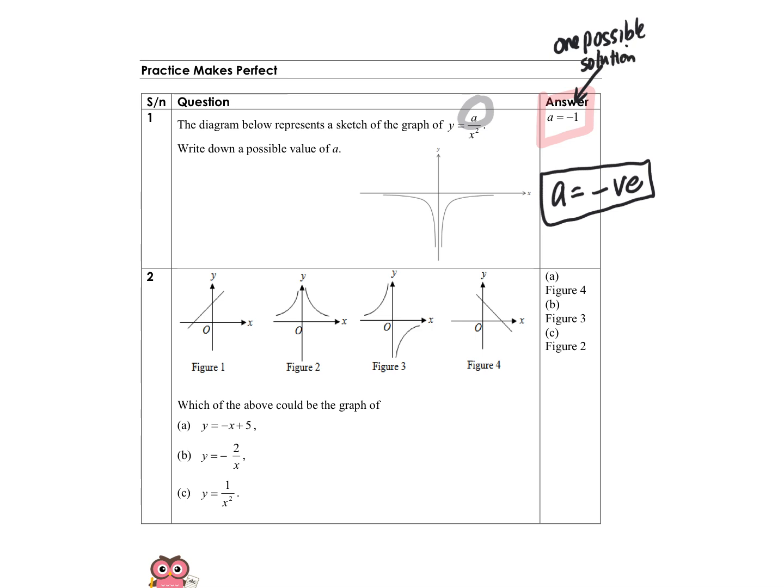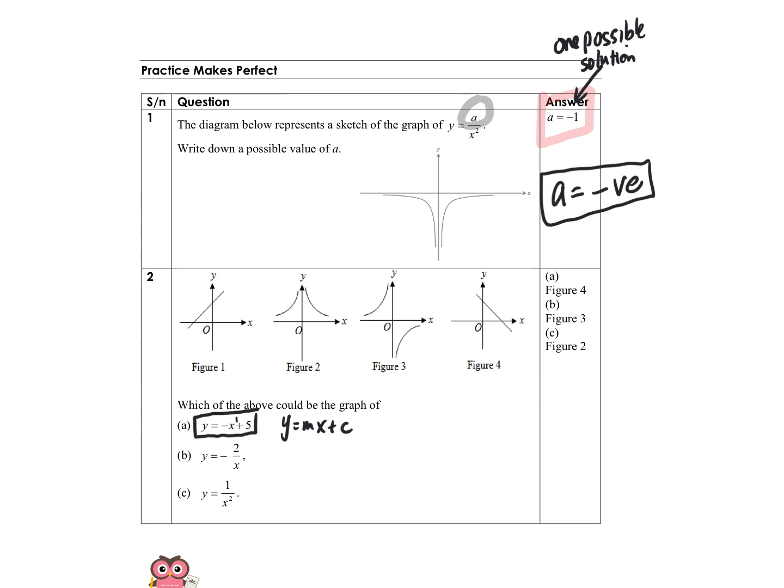Okay, next one. This curve, which one is this? We check, this is power 1. Power 1, which kind of graph? Isn't this like y equals mx plus c? Which graph is it? Figure 4. Why not 1? Why 4?